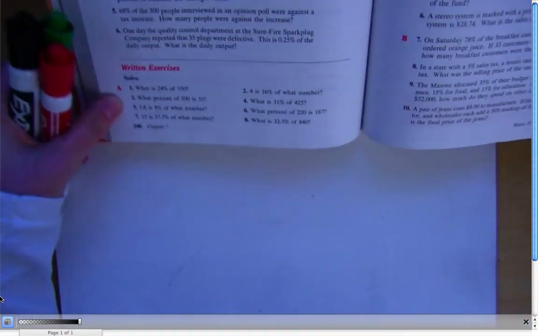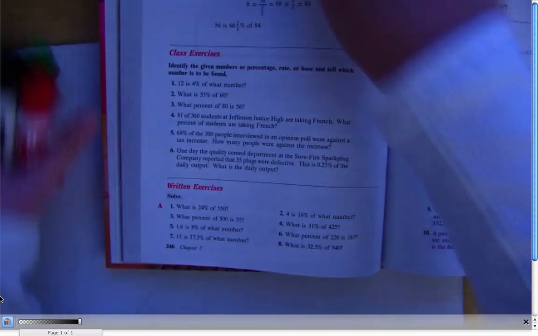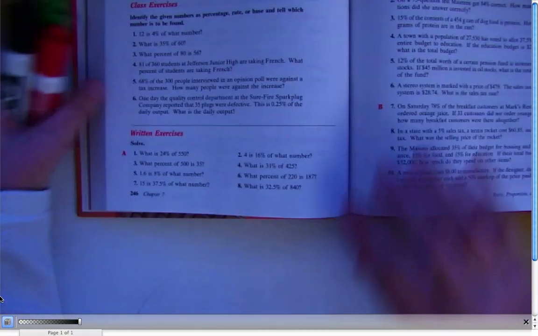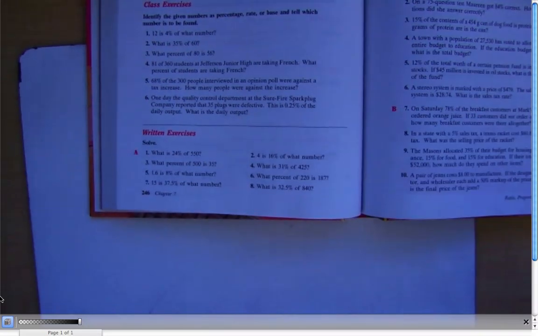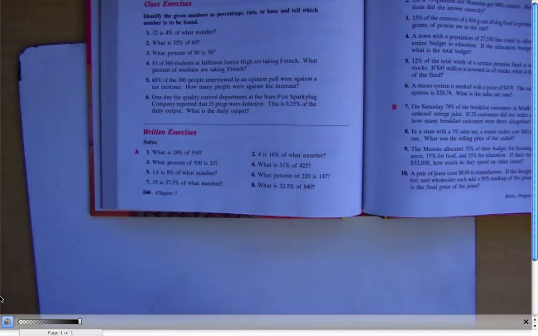Alright, so we're going to start in the best angle so you can actually see the problem that I'm looking at. Alright, so see right here it says, what is 24% of 550? So that's a basic percent problem. I'm going to show you two different ways you can do these. Okay, the first is the proportion method.